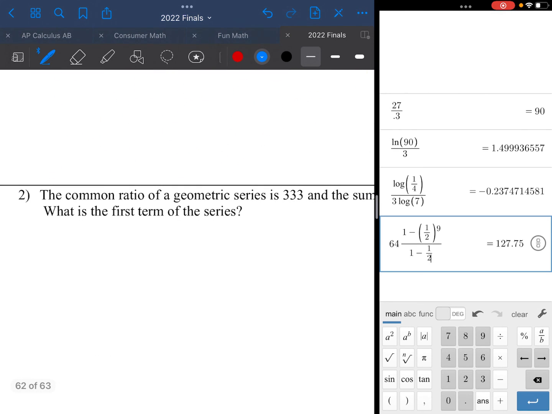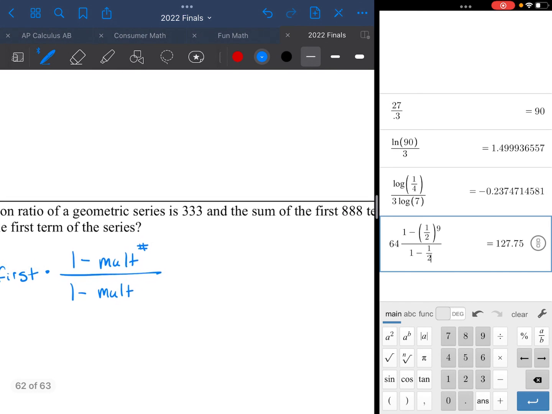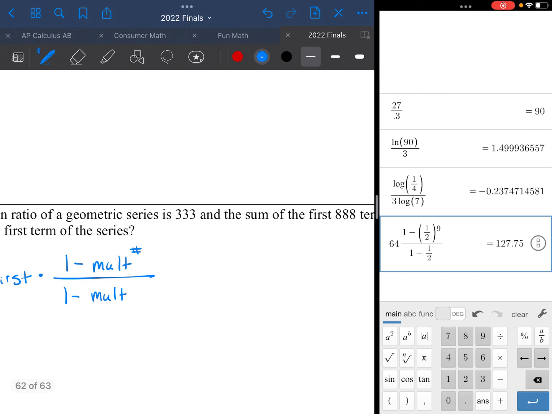So it's telling us all of the pieces of the formula. So let me rewrite the formula. The formula is that the sum is equal to the first times the fraction of 1 minus the multiplier. I'm just going to abbreviate 1 minus the multiplier. The only difference is that the top has a power of some number. So we know that the common ratio is 333.